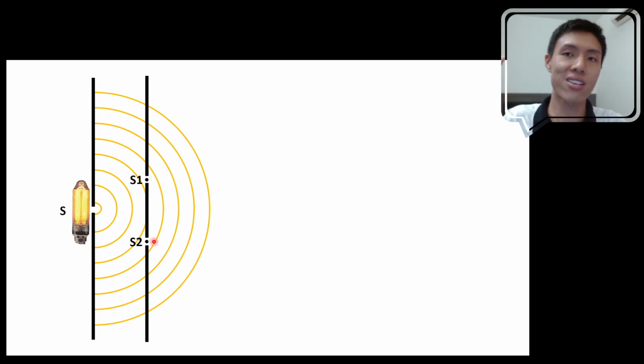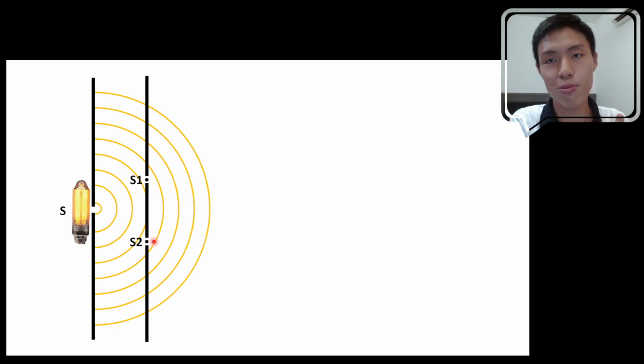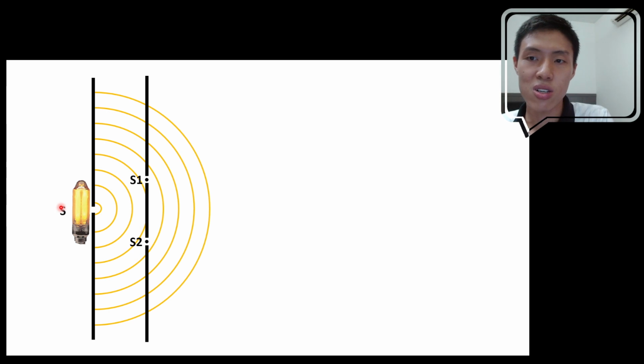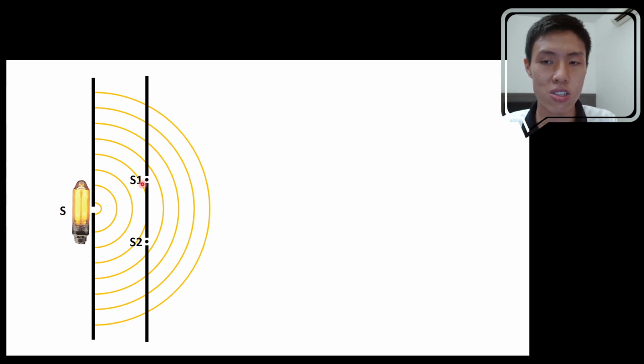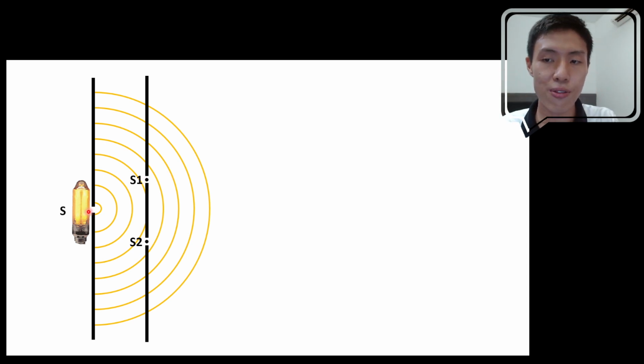They'll start back at the crest at the same time. They'll start back at the trough at the same time throughout the whole experiment. No matter what kind of changes happen to the light source in front, the changes will affect both source 1 and source 2 simultaneously. So even though initially it is crest, then suddenly it becomes trough, the effect will follow for S1 and S2 as well.